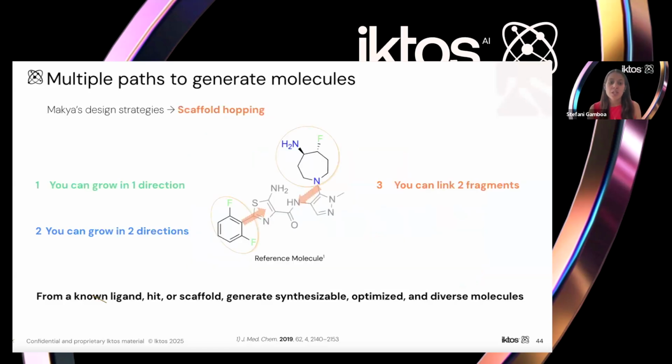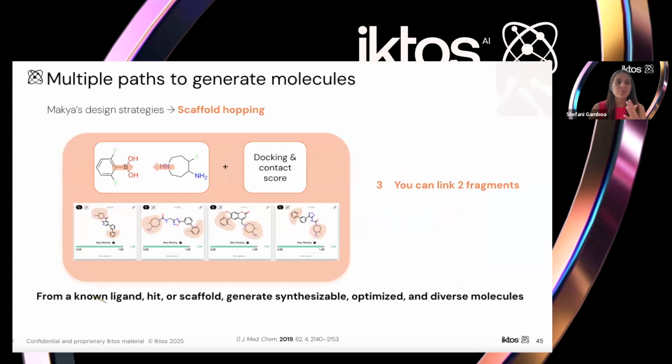Then the third use case that you can achieve with our technology is that you can link two fragments. In this case, instead of starting from one initial fragment, you start from two of them, and then you generate diversity in between. As you can see here, we have the two initial fragments, which are the boronic acid again and the cyclic amine, and then our platform will introduce diversity in between them.